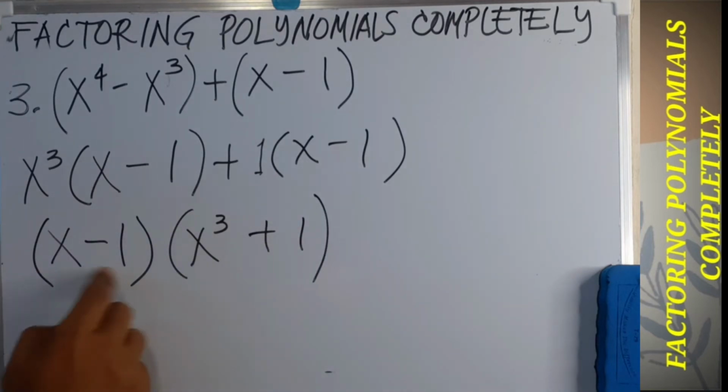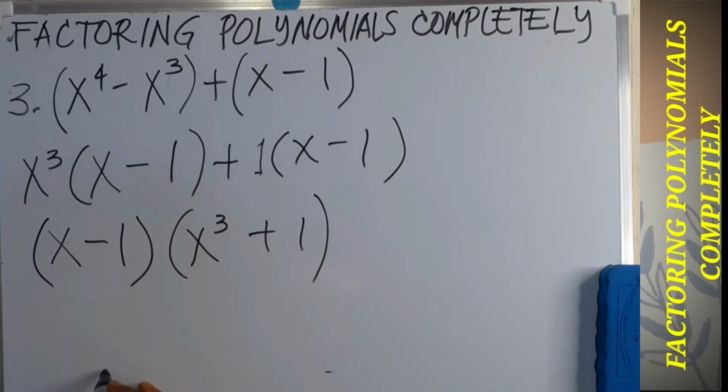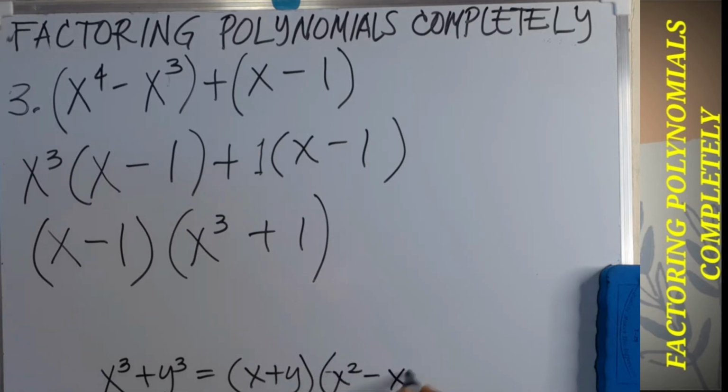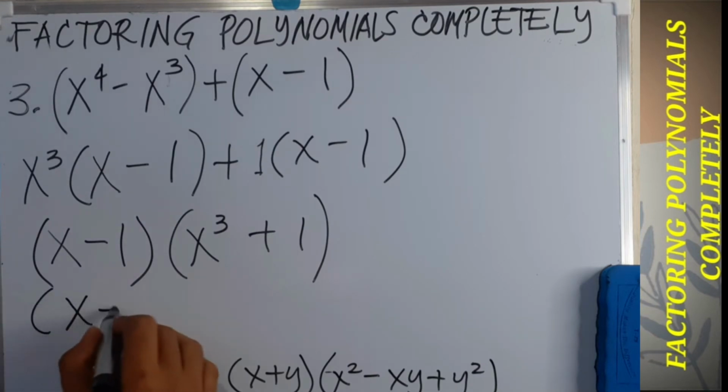X minus 1 is a prime factor already. X cubed plus 1 is what? Difference of 2 cubes. Or sum of 2 cubes. So we have x cubed plus y cubed equals x plus y times x squared minus xy plus y squared. So that is our pattern. Okay. So x minus 1 is here. Copy.